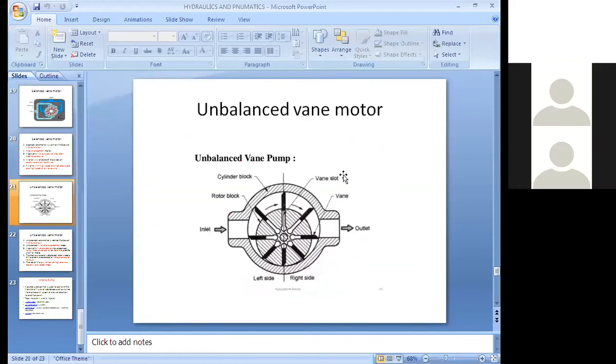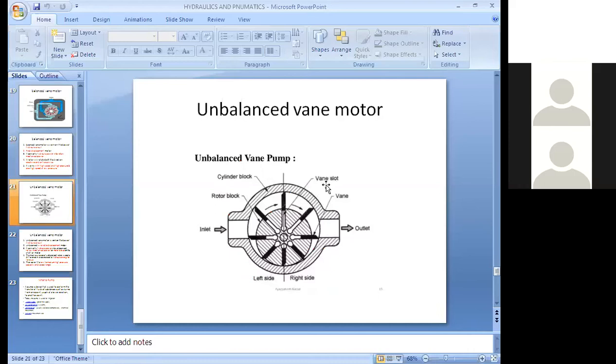So this is the second and third concept today: the unbalanced vane motor. Balanced and unbalanced, the concept is maybe 60% similar, but there will be a little bit of difference. I would like to explain the components of that. What are the parts?